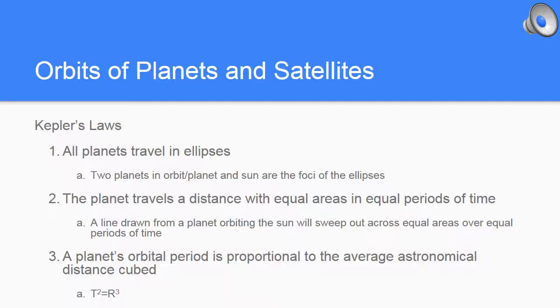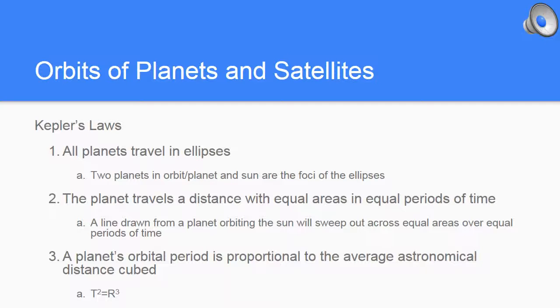So Kepler's first law is the law of ellipses, and that states that all planets travel in ellipses. So basically, each planet in orbit, or a planet and the sun, will serve as a focus of the ellipse. Kepler's second law is the law of equal areas, and so that just states that a planet will travel an equal area of distance from an object in equal periods of time. So a line drawn from a planet orbiting the sun will sweep out equal areas over an equal period of time. And that is, again, due to the fact that they travel in an elliptical orbit.